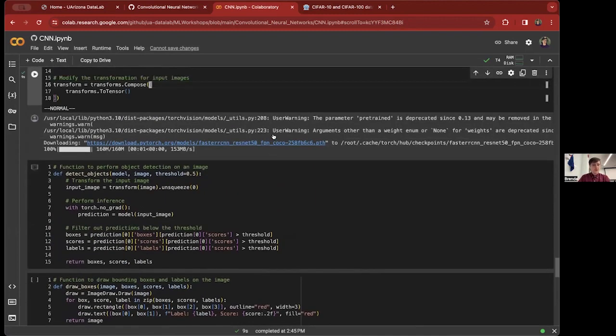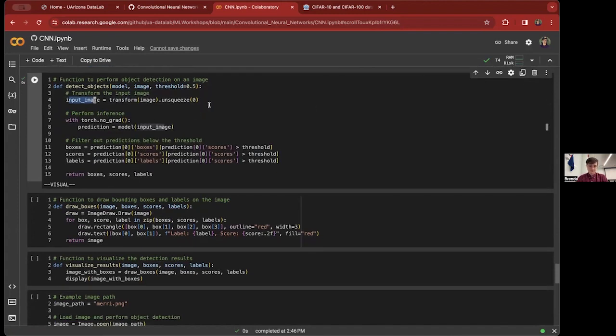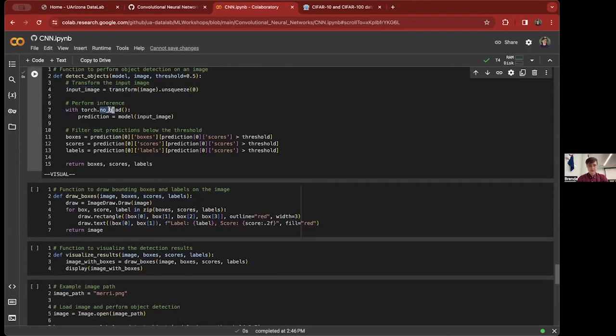Okay. So this function here is going to perform the object detection. So we pass in the model, pass in an image, and then we're going to give it a threshold of 50%. So this is pretty straightforward, just your input image, you transform it, and we're going to remove an extra dimension that's not needed. Do the inference. So no grad is kind of the same as evaluation. We tell it don't calculate any gradients.